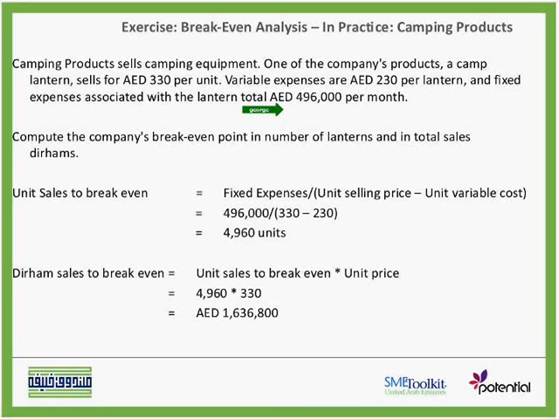To compute the company's break-even point in number of lanterns and total sales in dirham, we go back again to the formula. Fixed expenses, that's 496,000 per month. Unit selling price, that's 330 per unit. Unit variable cost, the cost to produce that lantern, is 230 dirham per lantern. So we divide the fixed expenses by the difference between the unit price and the variable cost.